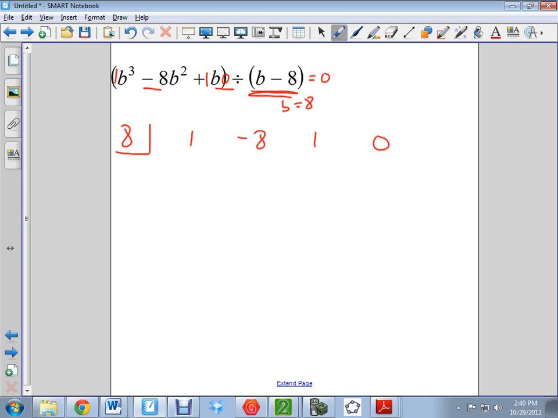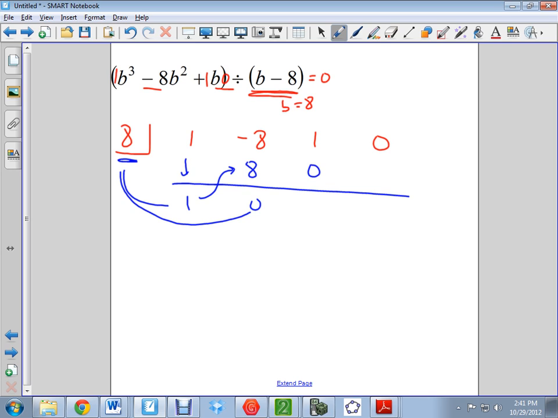Now for the synthetic division process, you want to draw a line underneath the numbers that you have and bring down your first term, which is just 1. Now we're going to multiply the outside number by the number at the bottom. 8 times 1 is +8. And we're going to write it up here next to it in the next column. Now we're just going to combine these together, 8 and -8, to make a 0. And we're going to repeat the process.